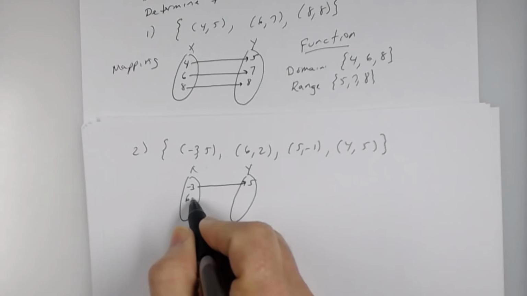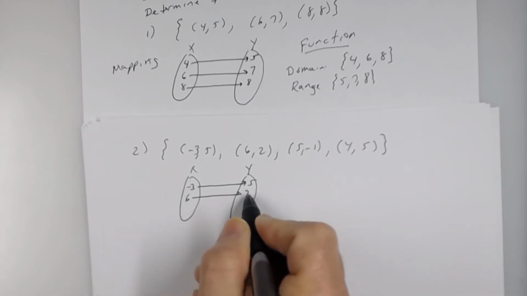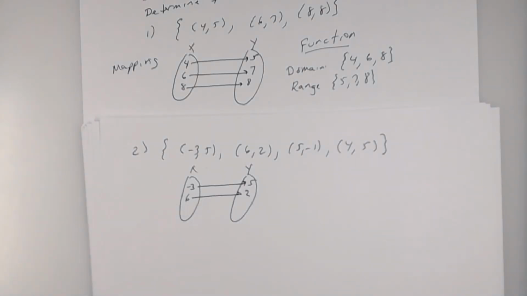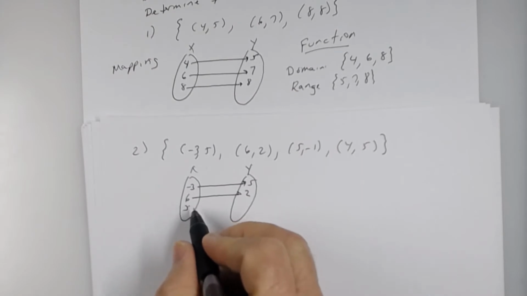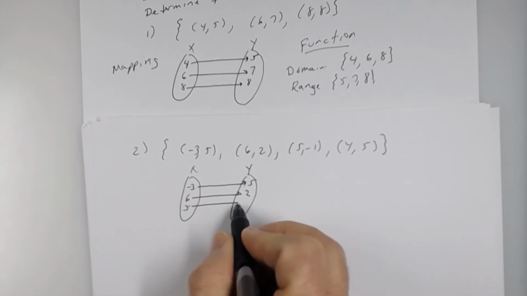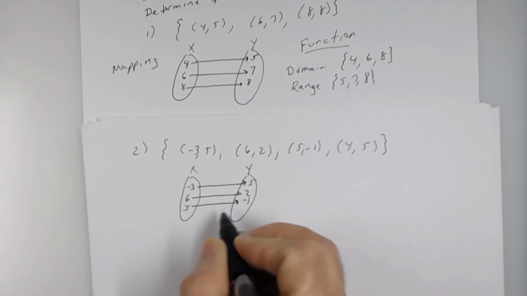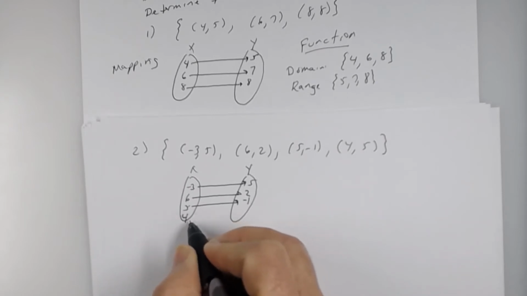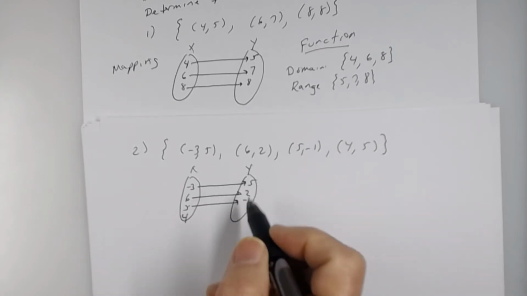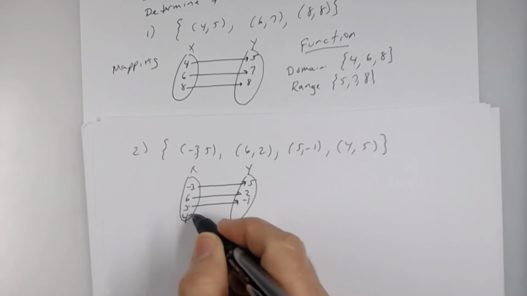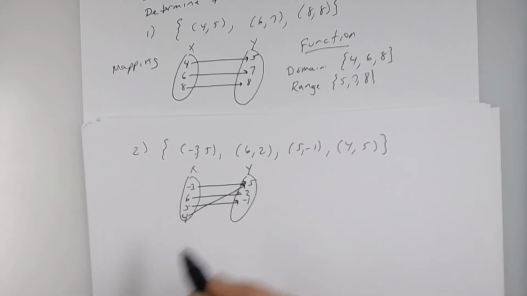All right, let's go to the next one though. When x is 6, what's my y value? 2. All right, so far we're okay. If x is 5, what's my y value? Negative 1. All right, so far we're okay. If x is 4, what's my y value? 5. Now remember, I already have 5 listed, so I only list it once. Only listed once.